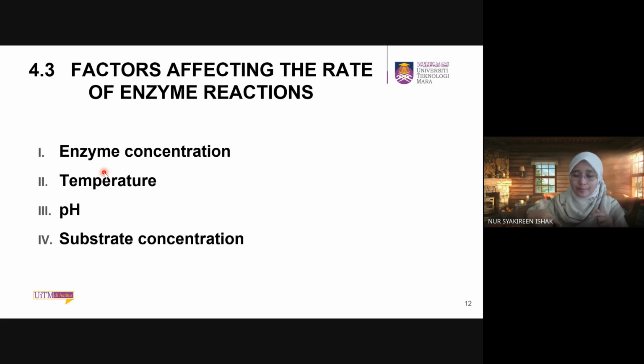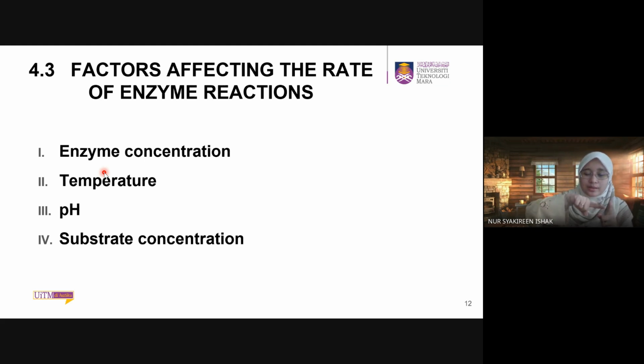The more enzyme you add, the higher the rate of reaction, but only up to a certain point, because substrate is the limiting factor. You have a limited amount of substrate. But if you have excess substrate, kan? So as you increase enzyme concentration and there's a lot of substrate, never-ending substrate, for example, the rate of reaction will keep on increasing. Okay, and then temperature, kan?